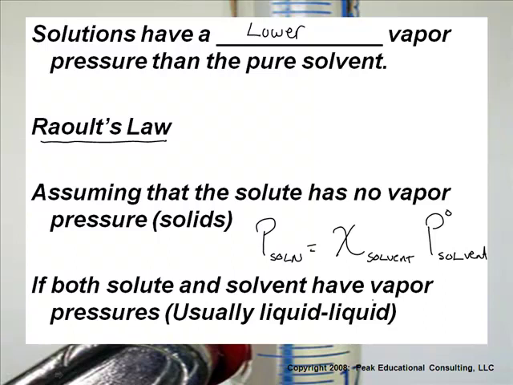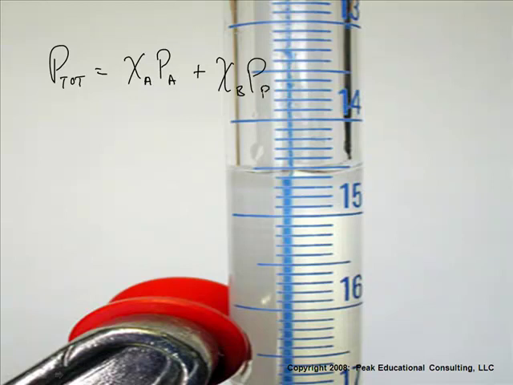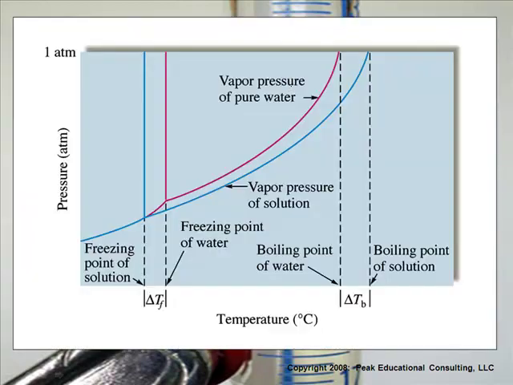Now, if they both have a vapor pressure, usually this is a liquid-liquid solution, then the equation is, P total is equal to X of A, chemical A, times the P of A, plus X of B, times the P of B, etc. If you've got three of them, you could say XC and PC, etc. And so these are the equations. We'll use these in some mathematical examples in just a minute. Now, this actually is a derivation of the phase diagram we talked about recently, is that if we have pure water right here, you can see here, this is its vapor pressure line right here.